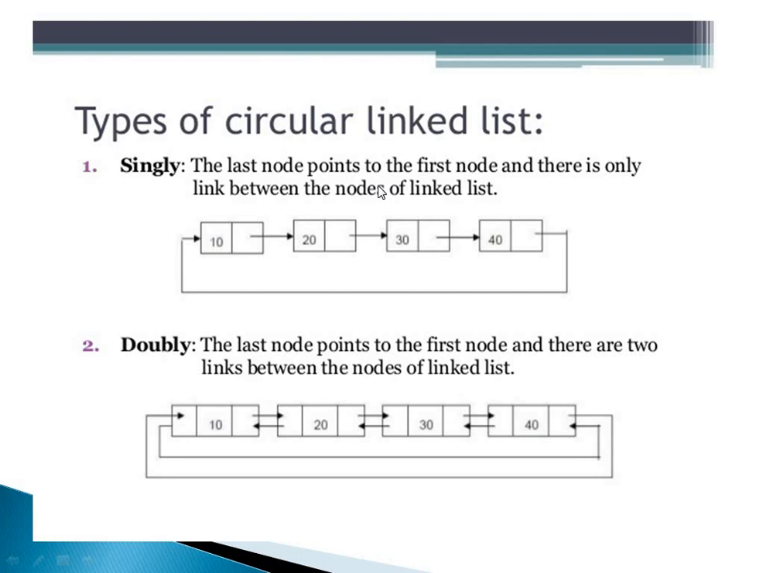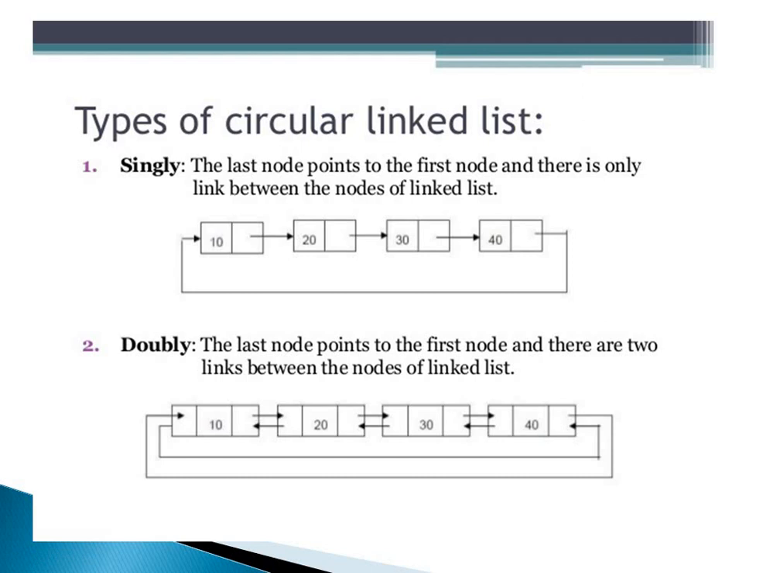In the singly circular list, the last node points to the first node and there is only one link between the nodes of the linked list. So the last node always points to the first node. There is no null pointer; it always points to the first node. The same way, you can make a doubly circular linked list. The last node points to the first node and there are two links between the nodes. Here the last node will always point to the first node and the first node's pointer always points to the last node. So this is what the circular linked list is all about.